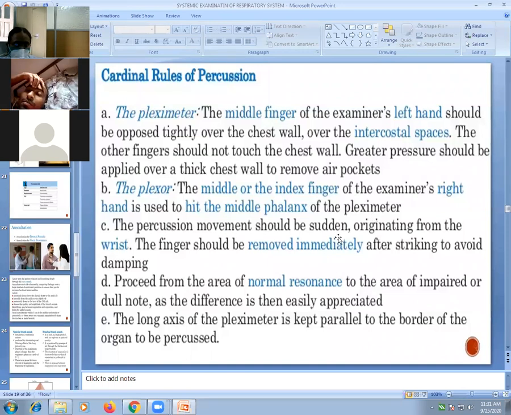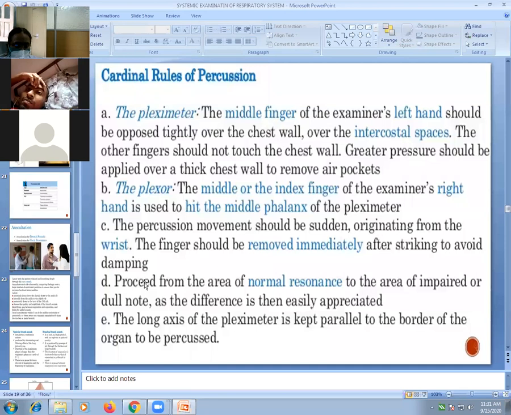The percussion movement should be sudden, originating from the wrist. The movement should occur at the wrist joint. The finger should be removed immediately after striking to avoid damping. Then proceed from the area of normal resonance to the area of impaired dull note. Then you can easily appreciate the difference.